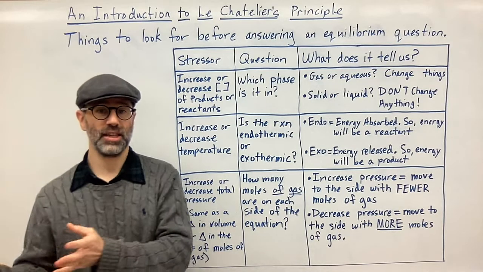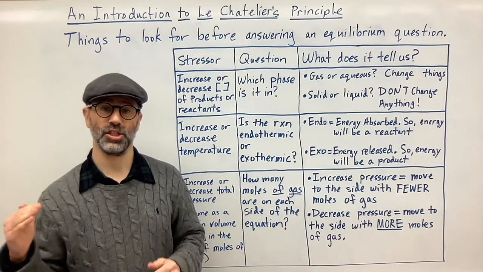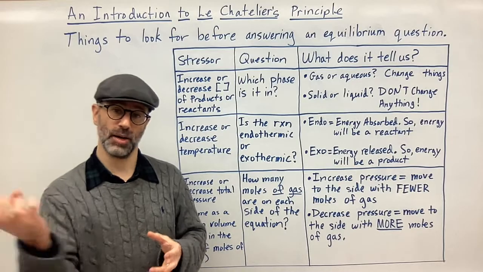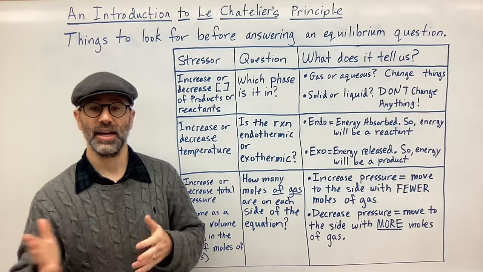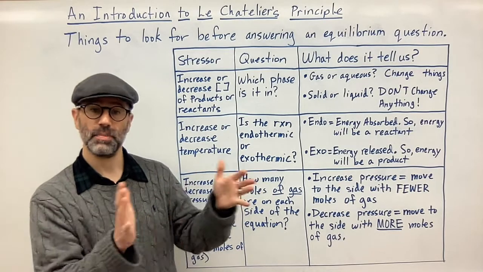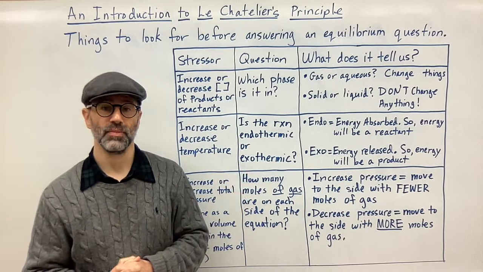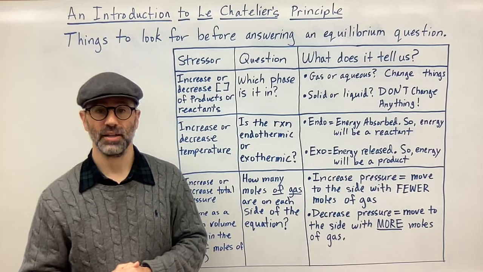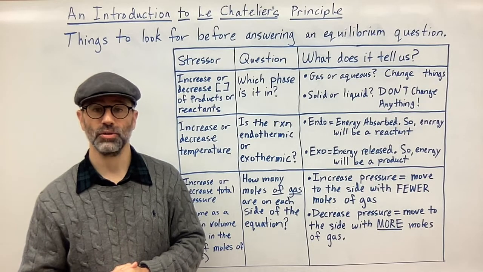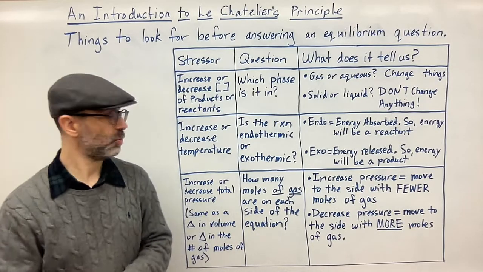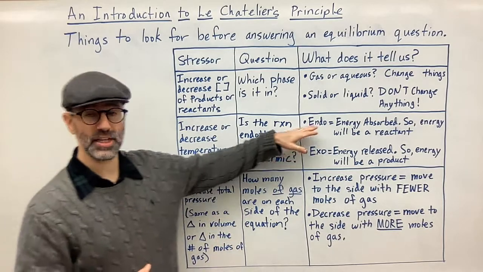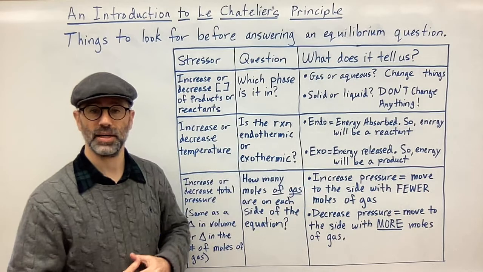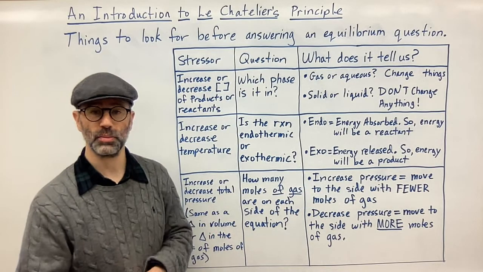So it's going to go in the opposite direction. It's going to shift towards reactants, and that way it's going to try to absorb some of that heat and get back to equilibrium. And so we're going to have a shift towards the left side of the arrow, towards reactants. So we can treat energy as either a product or reactant, depending on whether it's endothermic or exothermic.